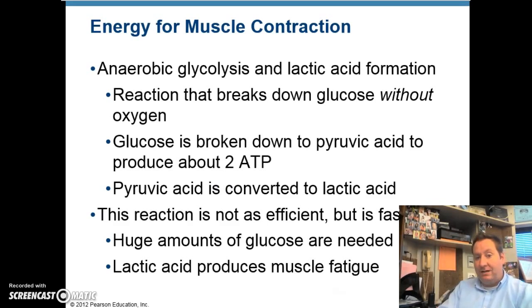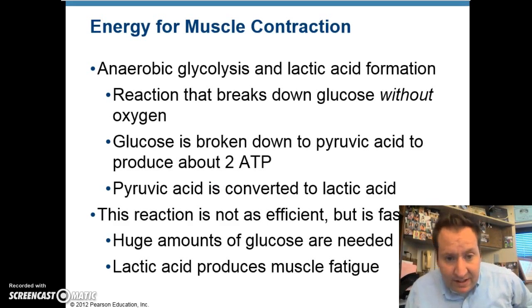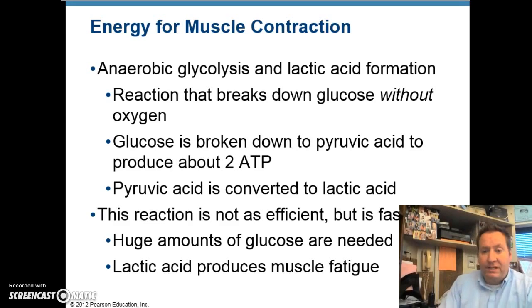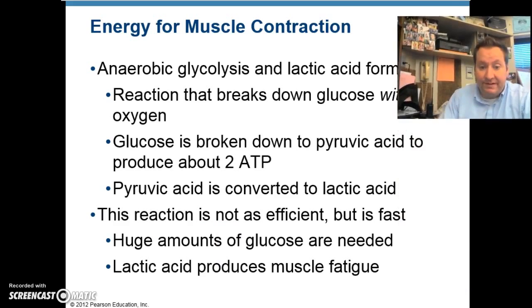So there's another way that we can produce ATP. It's called anaerobic glycolysis. It's also called anaerobic respiration. Basically, in anaerobic respiration, you're still taking the glucose, but the glucose is without oxygen. As a result of that, you're going to produce 2 ATP. You don't produce nearly as much energy as a result of this metabolic process. But what you're going to be able to do is produce this ATP a lot faster than the process of aerobic respiration. So it's not as efficient, but it's very fast when you take a look at it.